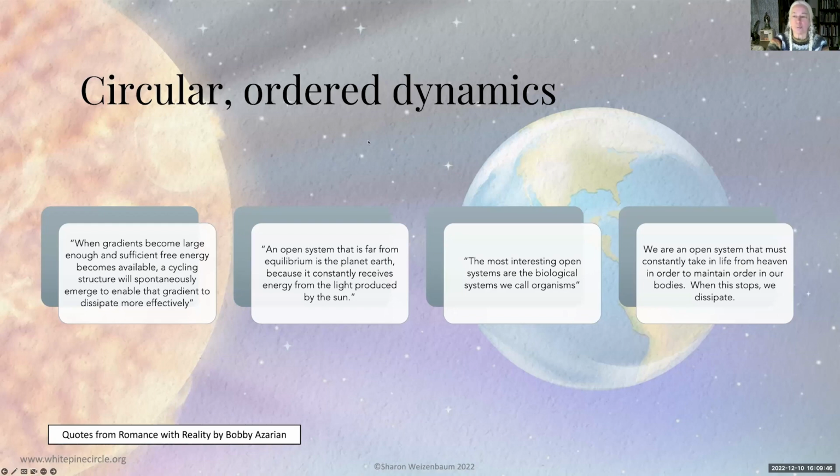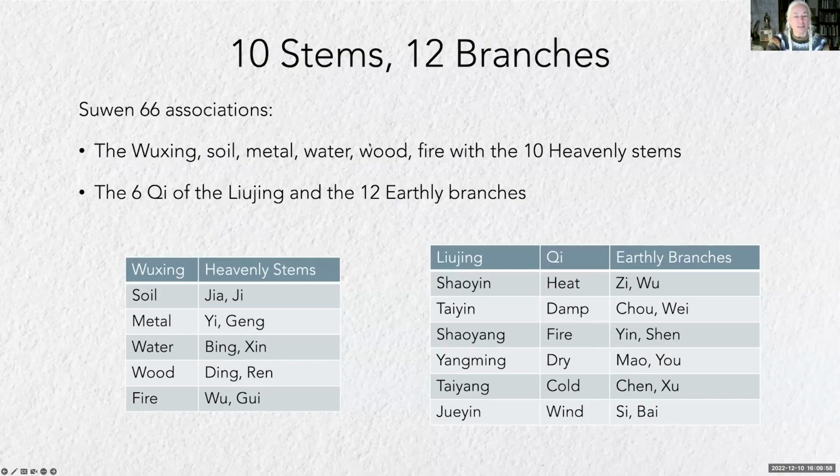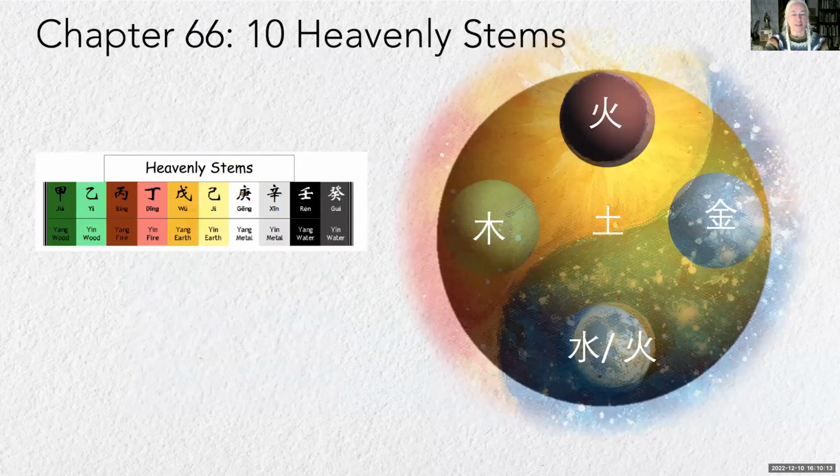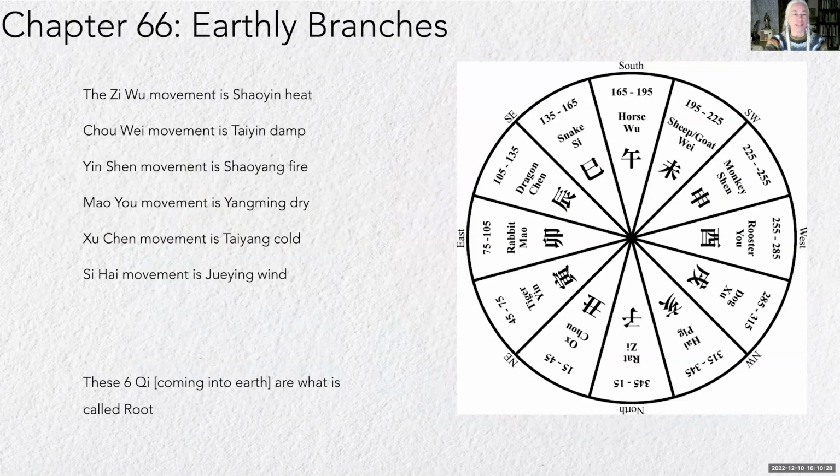So we are this open system that must constantly take in light from heaven in order to maintain order in our bodies. And when this stops, we completely dissipate. Okay, so now we have a little more of an idea about the 5 and the 6, and how the 10 stems relate, 2 stems to each of the Wu Xing, and that these are the trunks and the earthly branches.